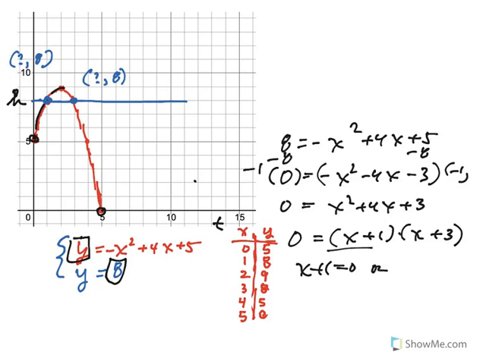So x plus 1 is 0. That's the only way this times this can be 0. Or x plus 3 equals 0.